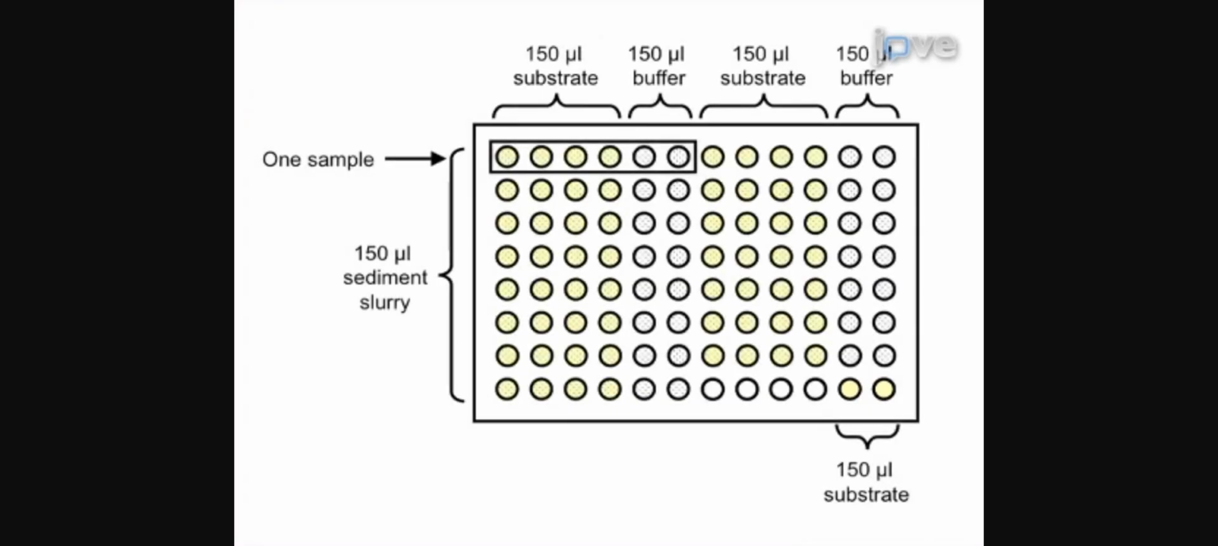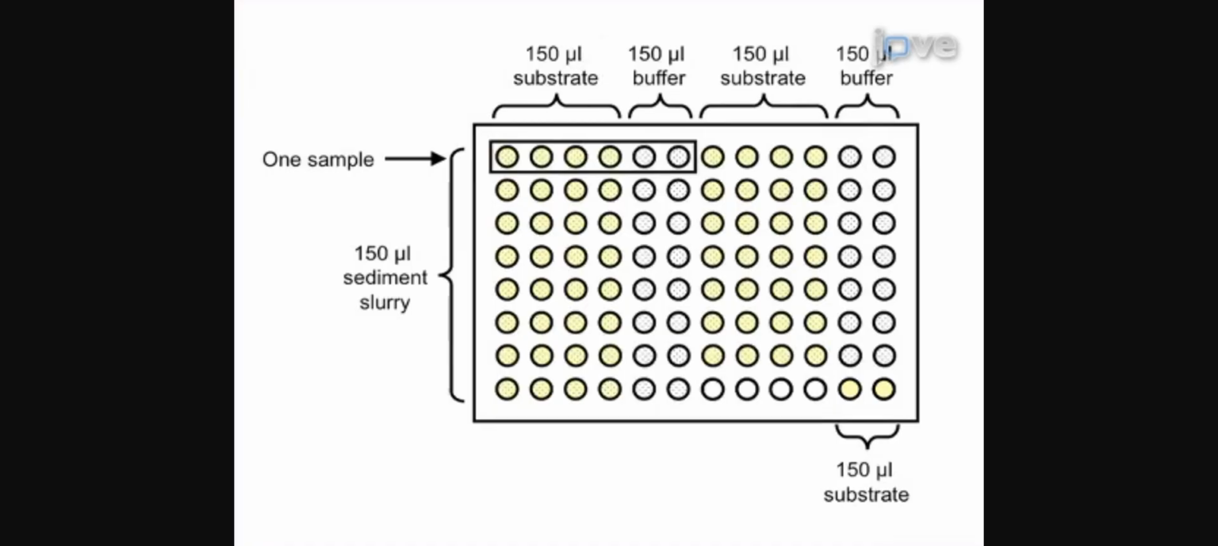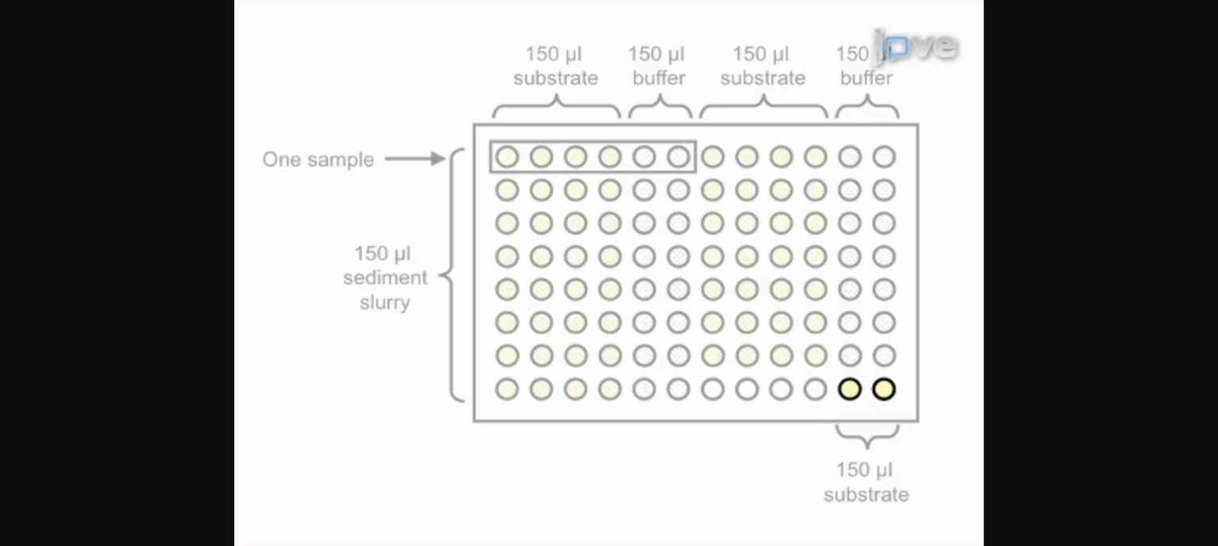Pour approximately 5 milliliters of acetate buffer into a pipette reservoir and use an 8-channel pipetter to add 150 microliters of the buffer to the last 2 wells of each sample for the sample buffer controls and to the 2 substrate control wells. Pour approximately 10 milliliters of the appropriate p-nitrophenyl or PNP substrate solution into a pipette reservoir and use an 8-channel pipetter to add 150 microliters of the substrate solution to the first 4 wells of each sample and to the 2 substrate control wells. Note the time as the reaction begins as soon as the substrate solution is added.